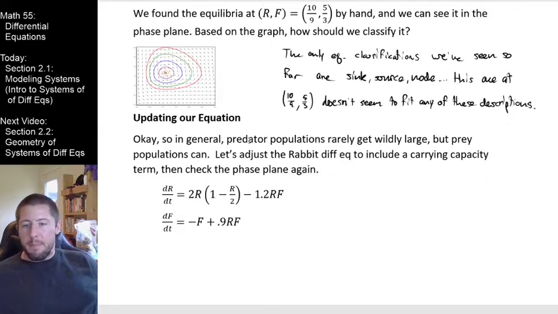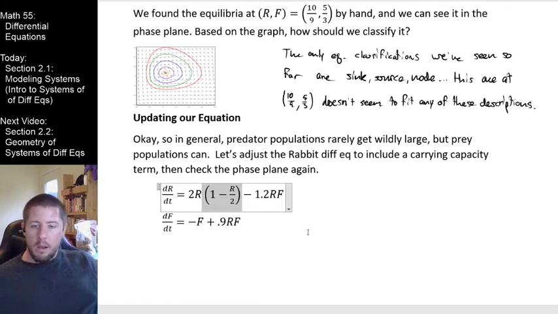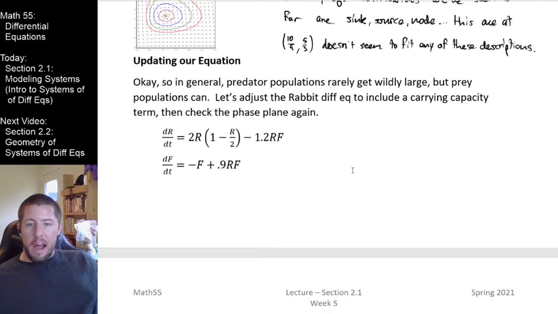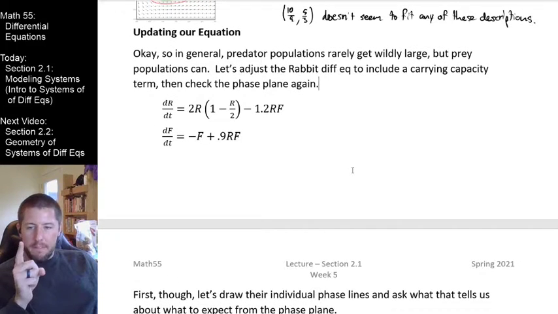So let's introduce a carrying capacity term to go along with this. All I've done is multiply 2r by what we already recognize as a carrying capacity term associated with populations, right? So you're already used to that term right there. This is like our original population differential equation for including carrying capacity, right? So now that I've updated this, I want to go graph it with technology.